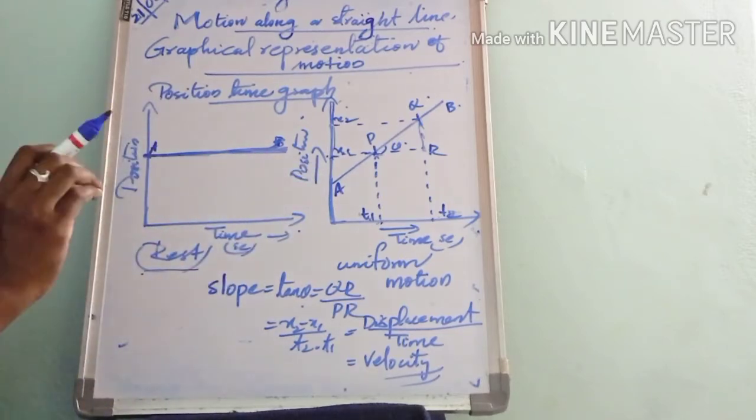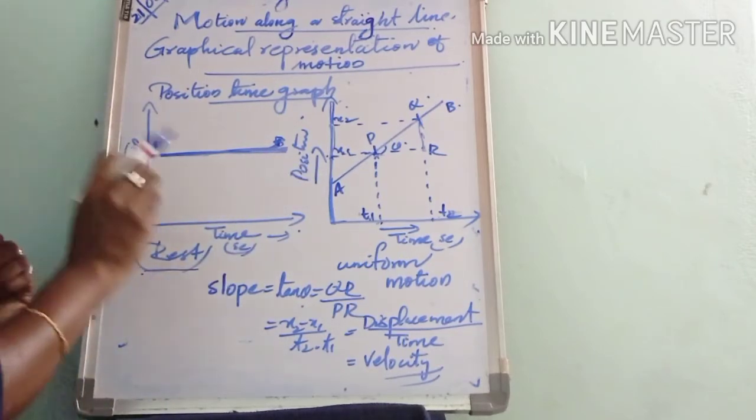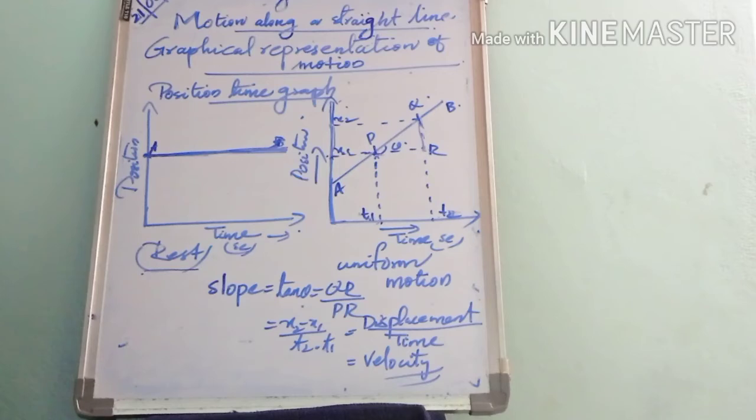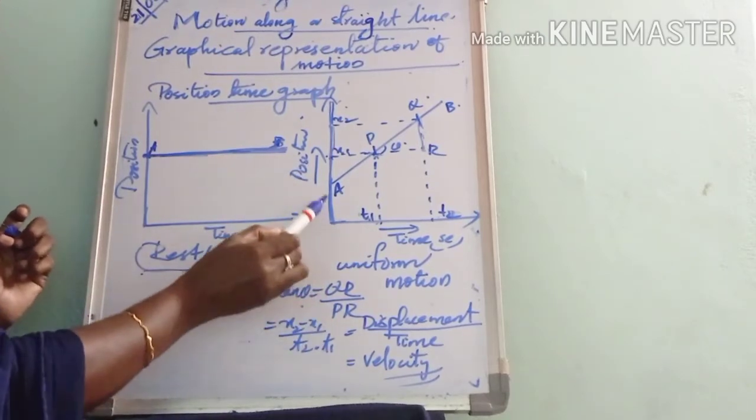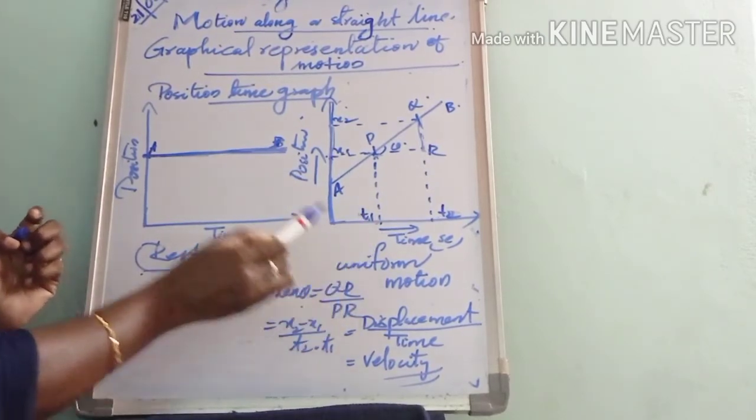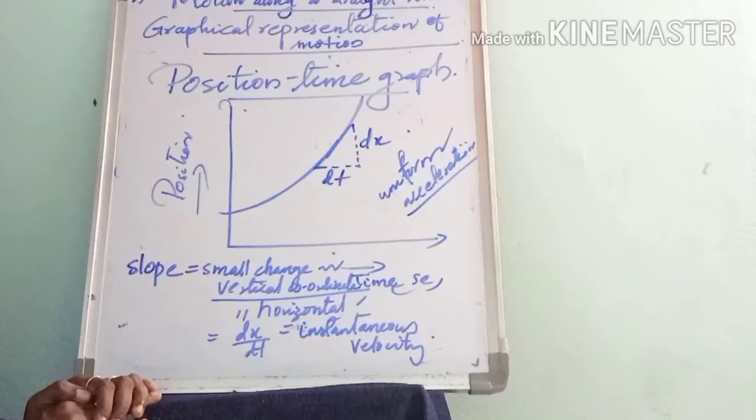Using the position-time graph we can calculate what? Velocity. The slope of the position-time graph indicates velocity. That is the position-time graph for an object in uniform motion.